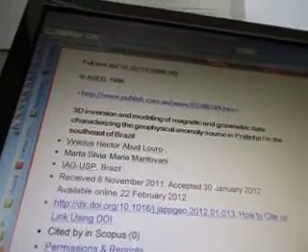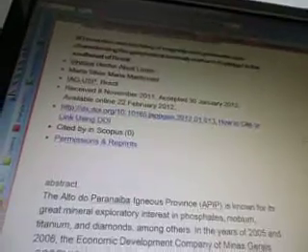And then another thing comes up, 3D inversion and modeling of magnetic and gravimetric data, characterizing the geophysical anomaly source in Poços de Caldas in the southeast of Brazil. I wasn't sure what this meant, but it came up. And it's a great mineral exploratory interest in phosphates, niobium, titanium, and diamonds, among others.